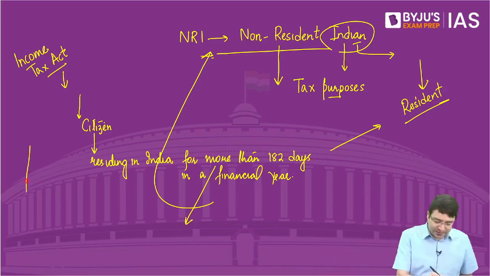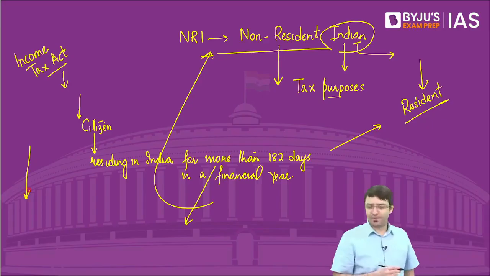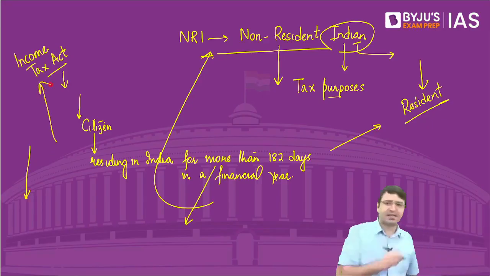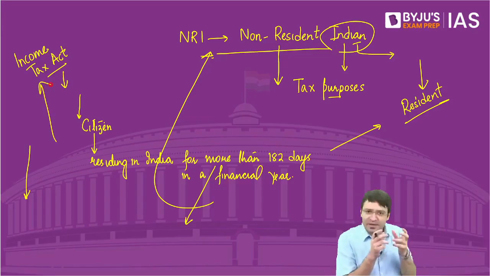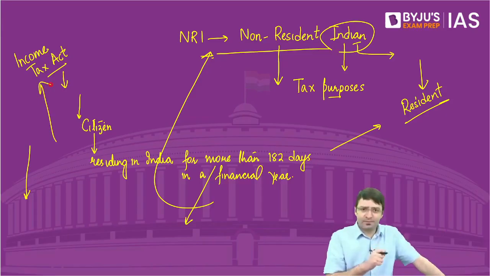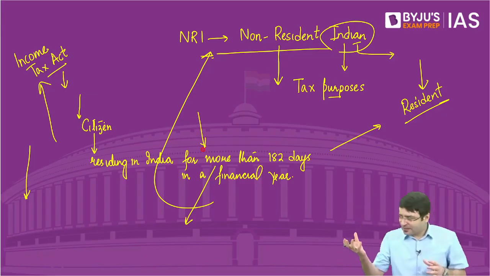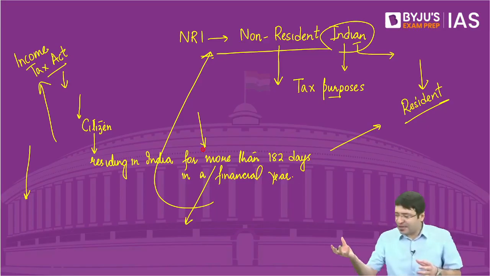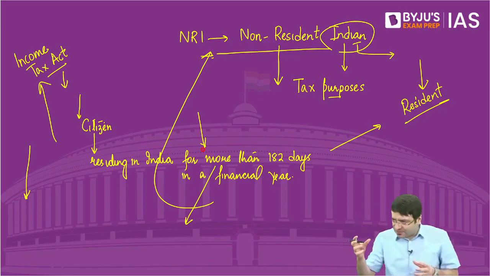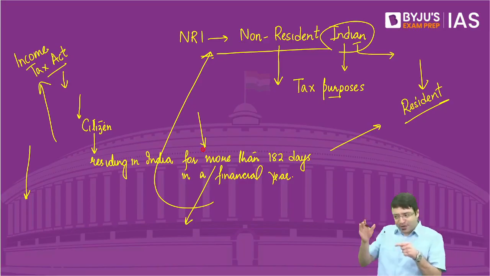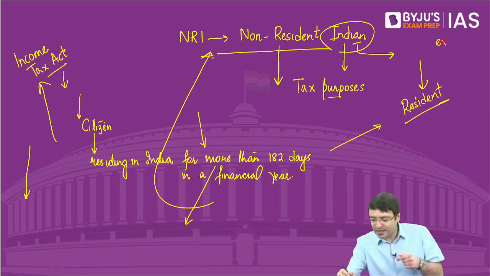But then changes were made a couple of years ago by the Finance Ministry. What were the changes? Changes were made to the Income Tax Act. The government realized that there are some Indians who deliberately plan their stay in India in such a manner that they reside in India for less than 182 days in a financial year. That means, although they generate income from India, they have their businesses in India, they plan their travel in such a manner that they reside in India for less than 182 days, which means they don't have to pay tax in India, which means they evade taxes.